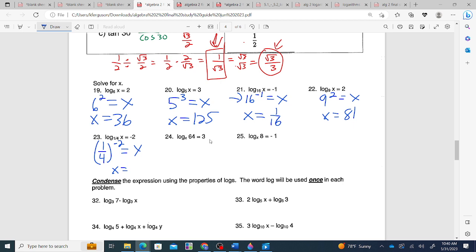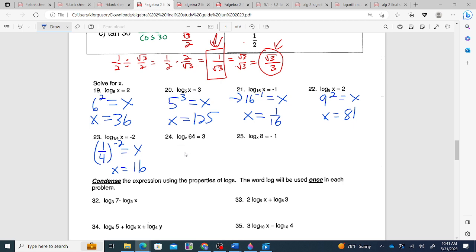Now 1 over 2. So I got 1 over 4. The negative exponent says I need to take the reciprocal. So now it's 4, and so now I got 4 to the second power. 16. Excuse me. The 2 doesn't care about the negative. The negative only makes you take the reciprocal. So I took the reciprocal of 1 over 4. That's 4 over 1. And then I took it to the second power, 16.